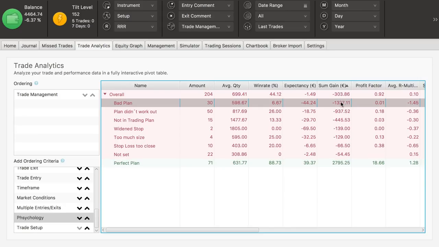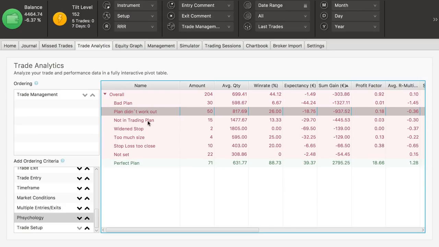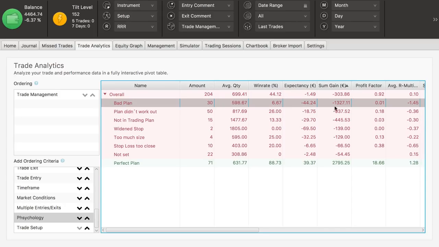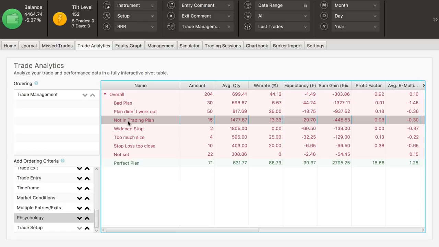But as well, when we look here at the trades bad plan or not in trading plan, when the trading plan did not work out, that's not something to worry too much on. If the other parameters around that are not too worrying, you can see he has taken a lot of trades based on that. The expectancy is moderately low, but here those two really stand out. Not in trading plan, sum of gain minus 400, expectancy is quite high, but this one here, especially bad plan, minus 1,327, expectancy is quite huge here on the negative side. So those are the things that, again, he should really focus on, improving the quality of his trading.